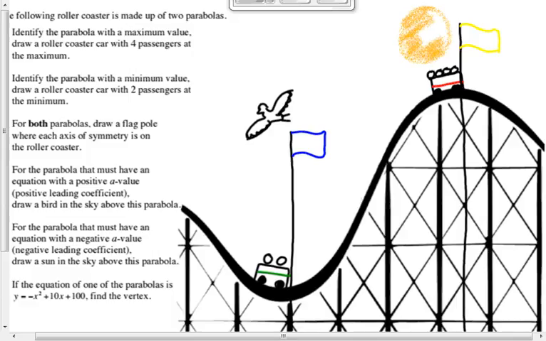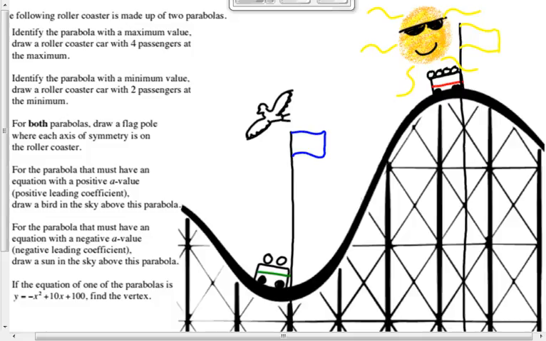Here's the sun. We've got a nice sunny day at our amusement park. We're having a good time. And maybe we just want to give our sun some sunglasses. And he's happy because people are having a good time.